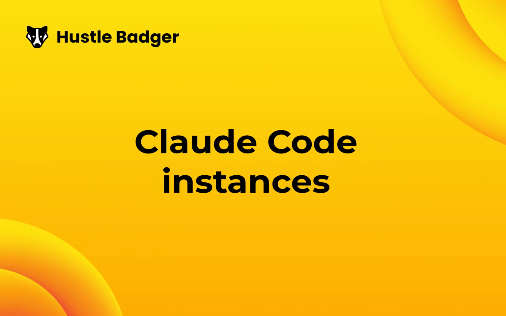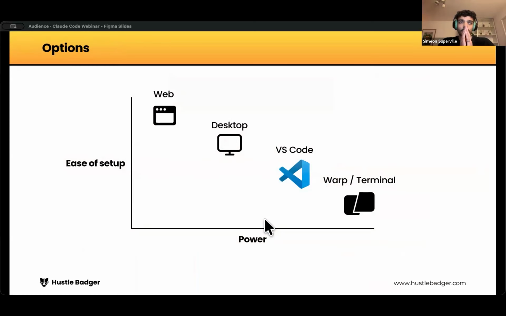In terms of options for getting access to Claude Code, there are a few different approaches you can take. If you're thinking in terms of ease of setup and the power of what you can do with that tool, it starts off in the top left with web-based tools. You just go on your browser and you can get access to it. There's also desktop, which you download natively to your computer. Then VS Code, which is my favorite one, and I'll explain why. And then the terminal interface, which is what it was initially made for. But in my opinion, it's not quite as intuitive as VS Code.